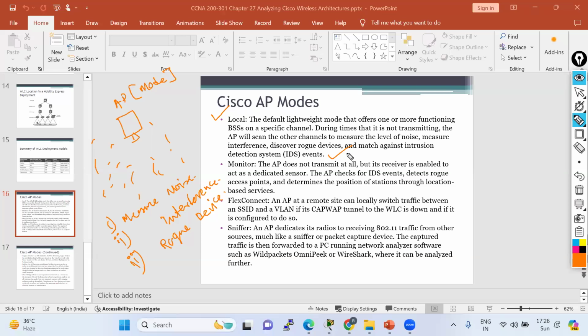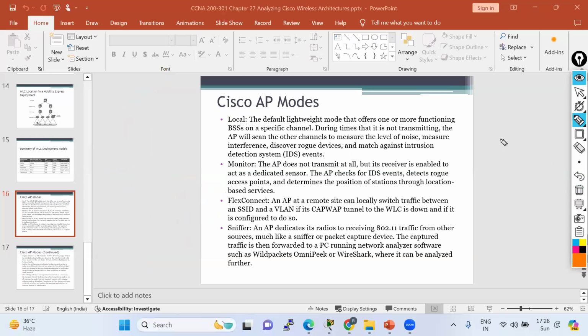So local mode is a very useful mode. It is going to serve your signals to get the connectivity. In addition, you are also going to get very good signals in terms of coverage, and it is also going to measure the noise.